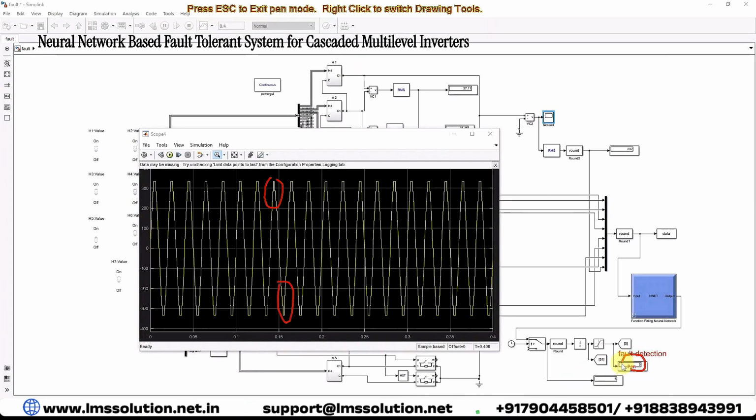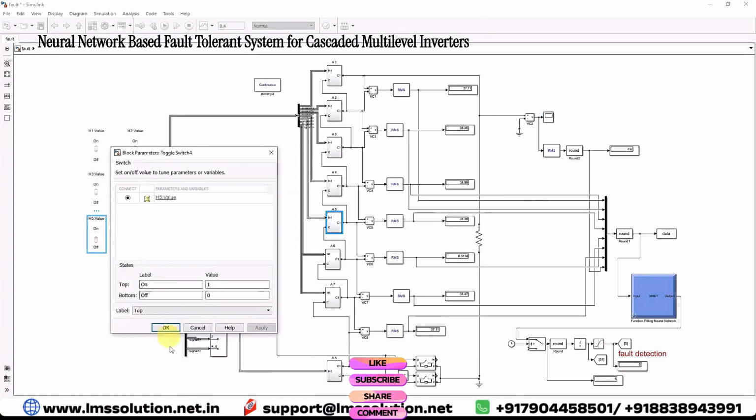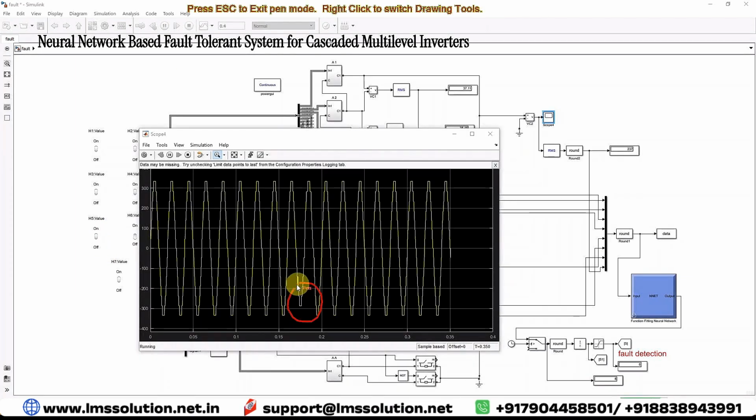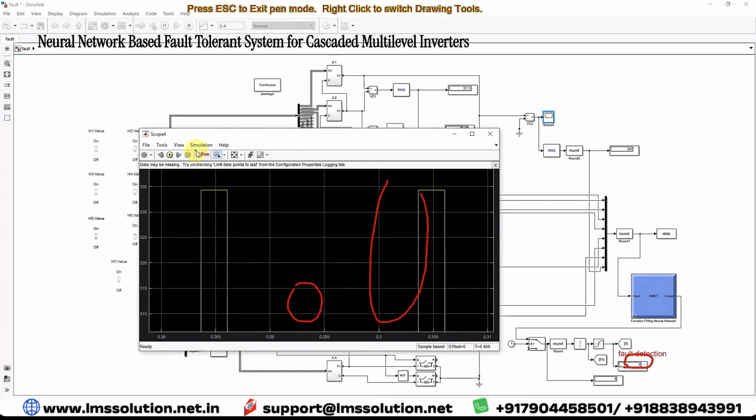The fault is detected in the system. Because of fault detection, the auxiliary inverter is added in the system. The level in the cell is maintained at 15 level. Next we are going to create a fault in H-bridge 6. Here you can see that because of the fault, the level is reduced. The fault is detected by the neural network. The auxiliary inverter is added in the system. Because of that, the 15 level is maintained in this system.